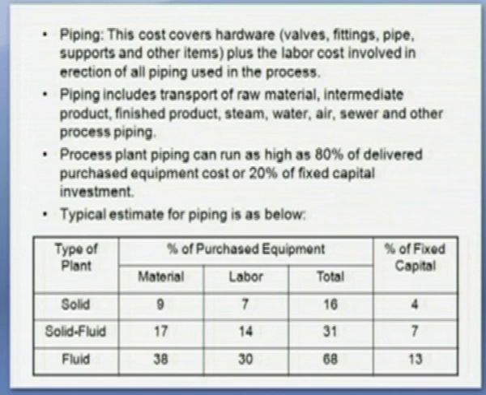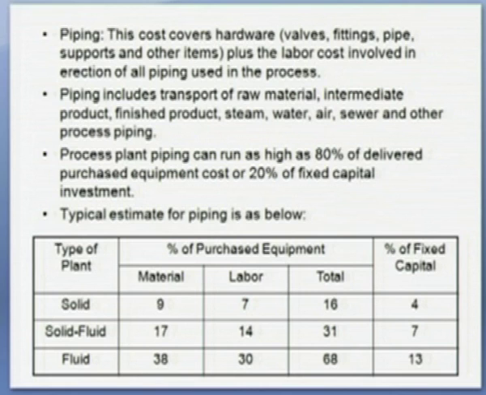And for plants handling fluid material, you can see the cost fraction is much higher. 68% of the purchased equipment cost is piping cost. Piping cost amounts to 13% of the fixed capital investment. So as we go from solid to fluid materials, the cost of piping increases. Then the electrical system for the equipment. There are 4 major components of the electrical system: power wiring, lighting, transformation and service, and instrumentation and control wiring. The typical installed cost of electrical systems is 15 to 30% of the delivered purchased equipment cost or 4 to 8% of the fixed capital investment.